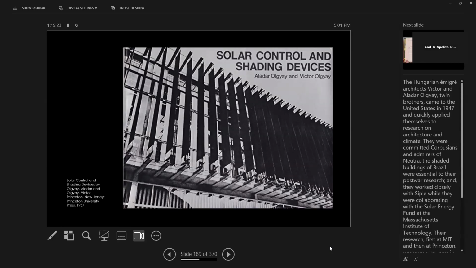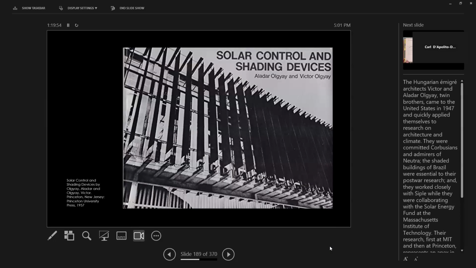the other thing that happens at this time in 1947 is Victor and Aladar Olgyay. They come to the United States from Hungary. I don't know if you guys have heard of them. Very significant figures. They are at MIT and at Princeton, and they're very big admirers of Corbusier and Richard Neutra, and they do all of the original climate research.